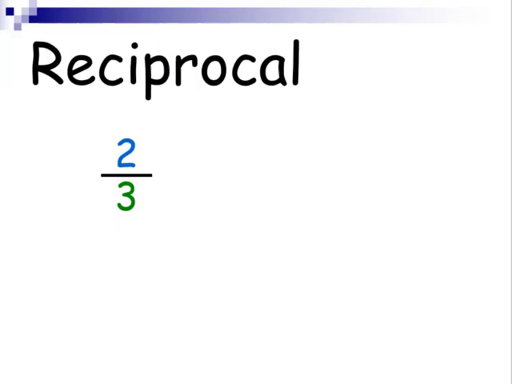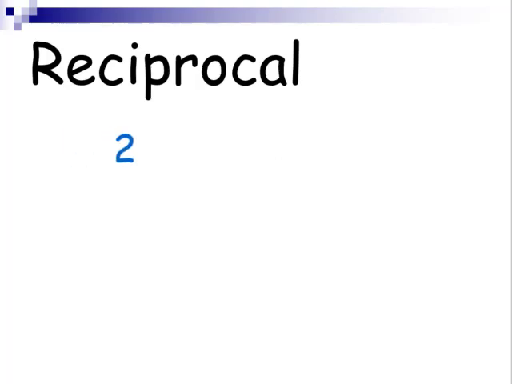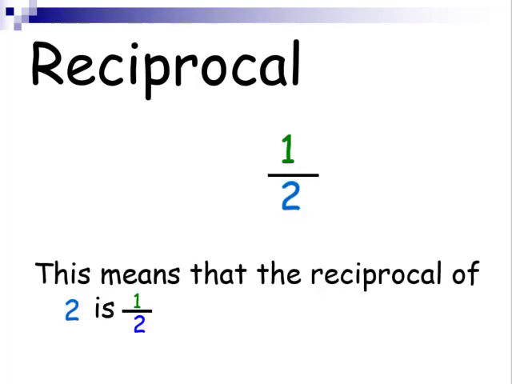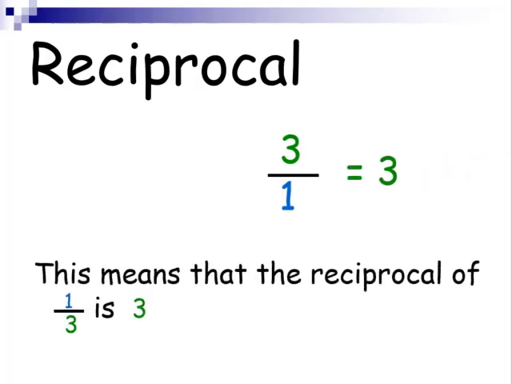What's the reciprocal of 2/3? This means that the reciprocal of 2 over 3 is 3 over 2. What's the reciprocal of 2? This means that the reciprocal of 2 is 1/2. What's the reciprocal of 1/3? 3 over 1. This means that the reciprocal of 1/3 is 3, because 3 over 1 can be simplified to just 3.